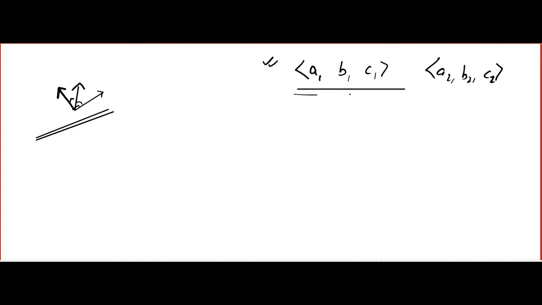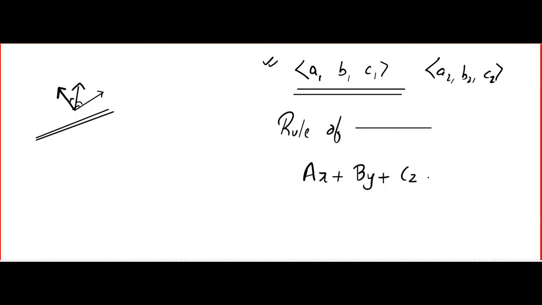So for such students, I am going to give you one rule. The rule is called rule of cross multiplication. That is, suppose you have two equations, ax plus by plus cz is equal to 0 and a dash x plus b dash y plus c dash z equal to 0. That is, you have two equations but three unknowns, and the unknowns are x, y, z.